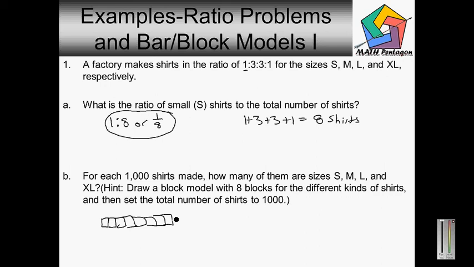Now, how many smalls do we have out of these blocks? We have 1 small. How many medium shirts do we have? So we have 3. And for large we have 3 as well, so we have 3 L's. And for extra large we only have 1. Now altogether this is equivalent to 1,000. We have 1,000 shirts.